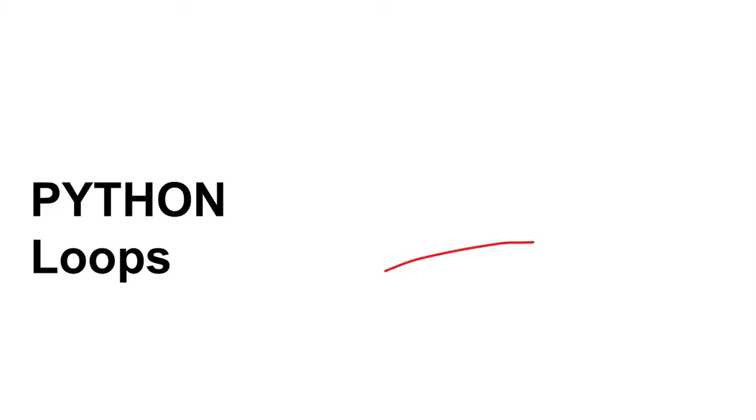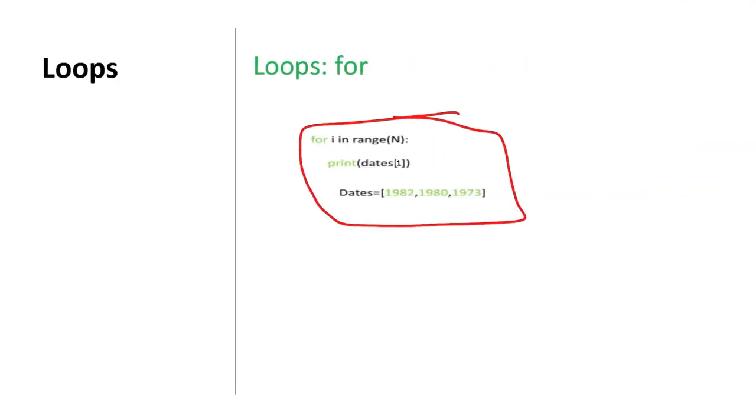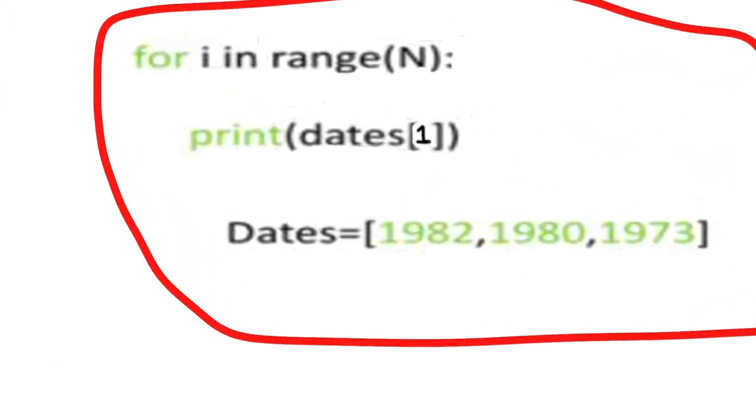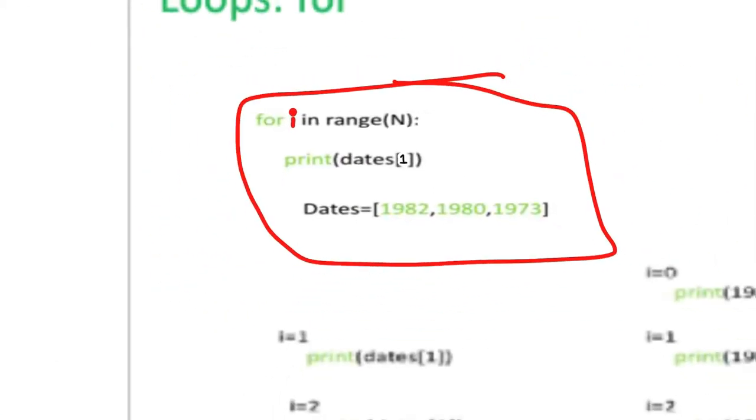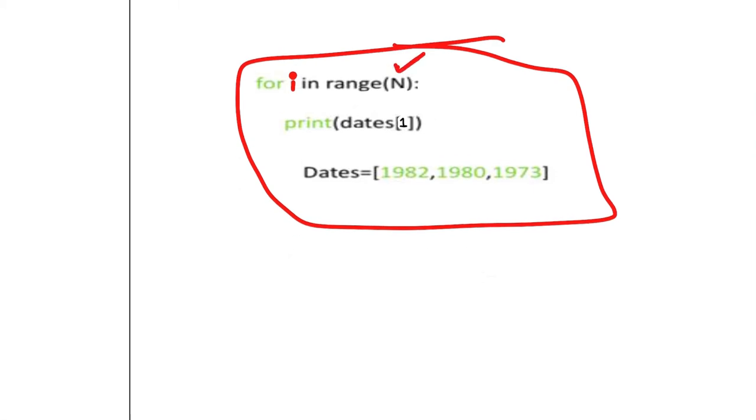Basically there are two loops in Python, the for and while loop. The structure of the for loop is as shown here. First of all we have to write the for statement, for i. This can be any variable, in the range of some number, and whatever argument you want to pass, you can write here. This will run as many times as shown over here.